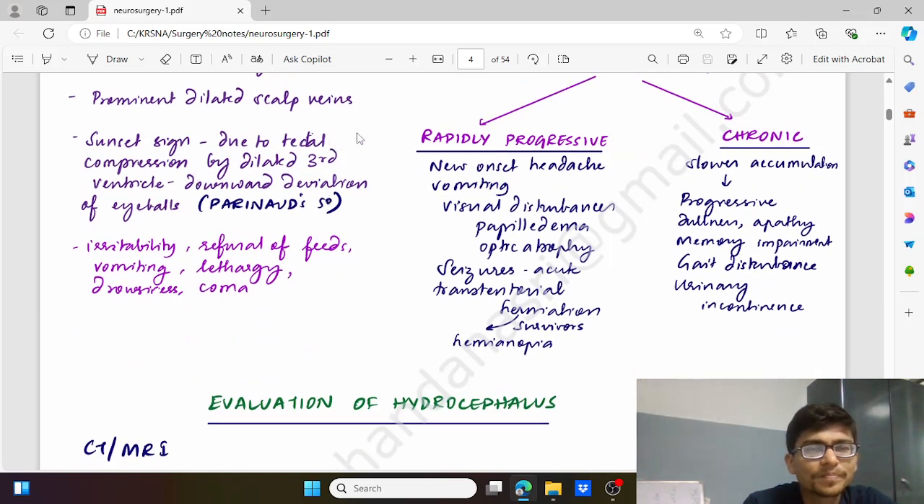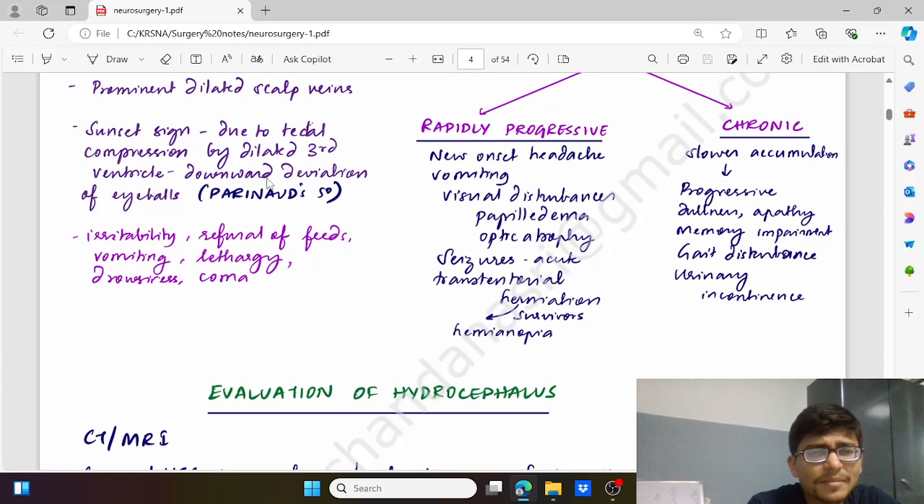Sunset sign due to compression of the third ventricle. Then there will be downward deviation of the eyeballs. This is especially the sunset sign and is seen in Parinaud syndrome also. There will be irritability, refusal to feed, vomiting, lethargy, drowsiness or coma.